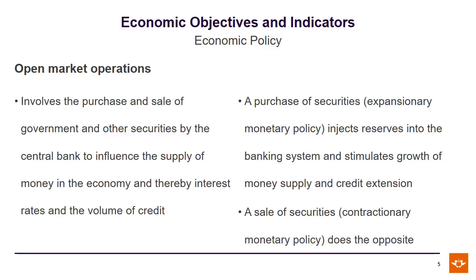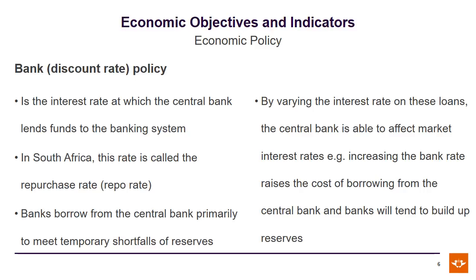Now, the final monetary policy tool is the bank or discount rate policy. Now, the discount rate is the rate at which banks borrow from the central bank. In South Africa, we call this the repurchase or repo rate. So, banks borrow from the central bank primarily to meet temporary shortfalls of reserves. So, by varying the repo rate in South Africa, the Reserve Bank can affect market interest rates.